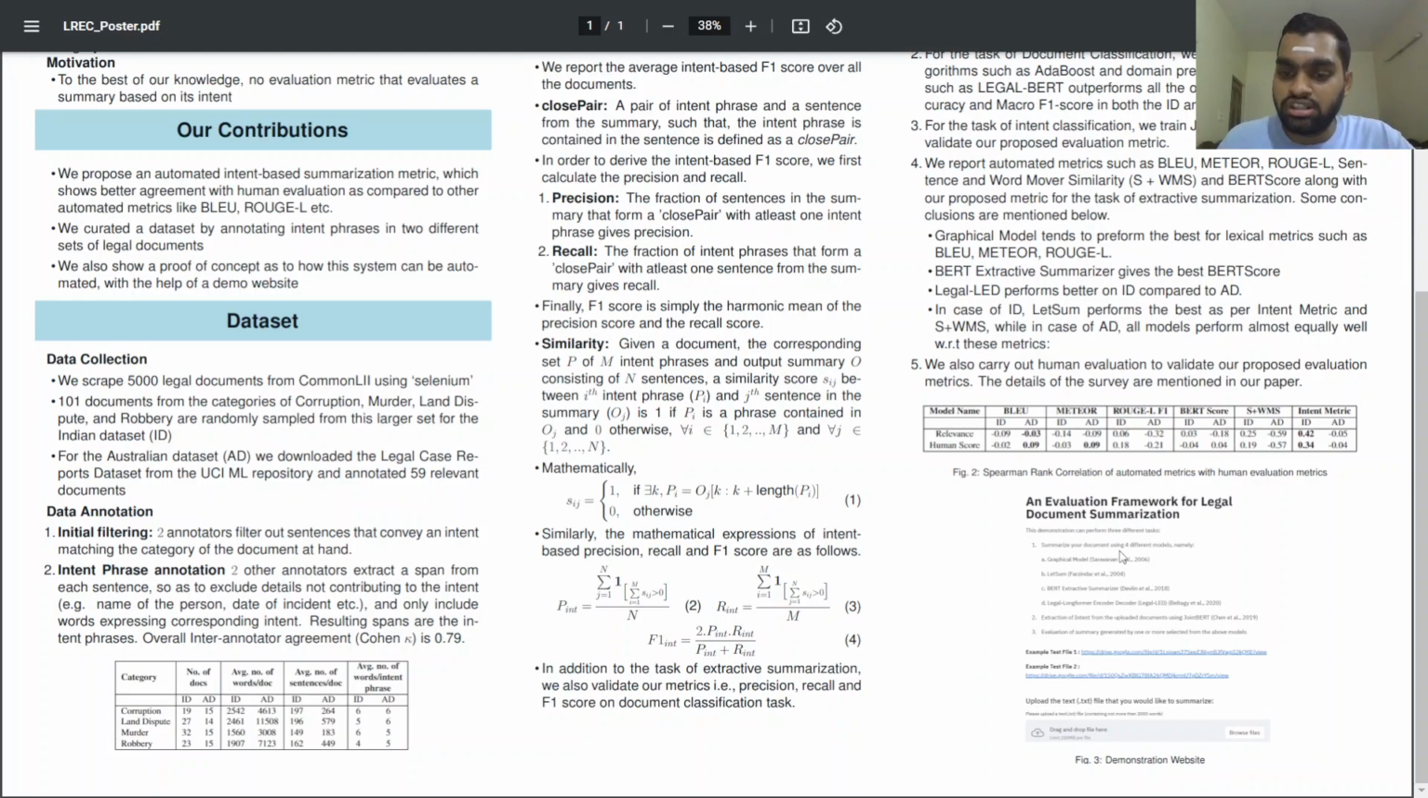So the below figure is the image of our demonstration website, which is live right now. If we look at the demonstration website, we can upload a TXT file which we would like to summarize, and the demonstration performs three different tasks. First, it can summarize the document using the four different models as mentioned earlier. Then the extraction of intent from the uploaded documents using joint BERT, and then the evaluation of summary generated by these above models.